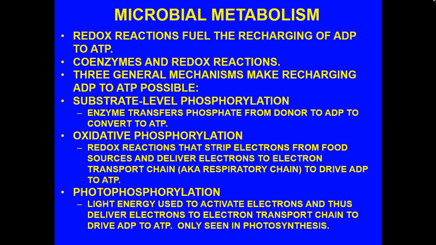On top of that, you have oxidative phosphorylation. This is where redox reactions strip electrons from food sources, deliver the electrons to the electron transport chain. This has also been called the respiratory chain. This will drive ADP to ATP. And we're going to see that process occur. Finally, photophosphorylation. You already think photo, light. Well, light energy is used to activate the electrons and thus deliver electrons to the electron transport chain to drive ADP to ATP. Of course, you only see this really in photosynthesis.